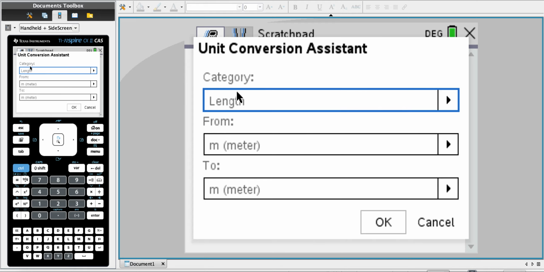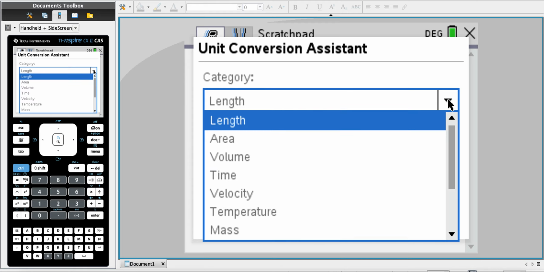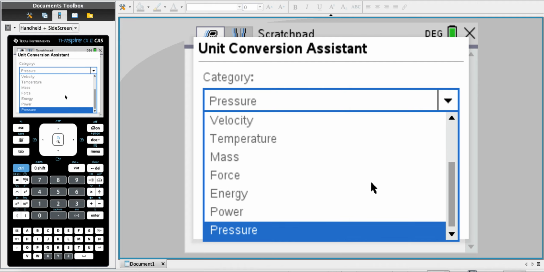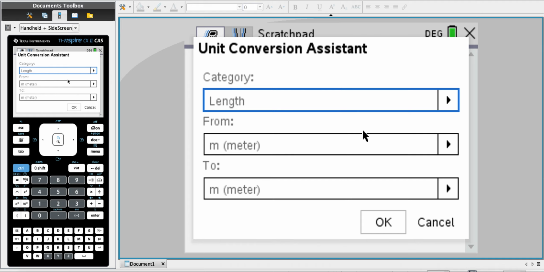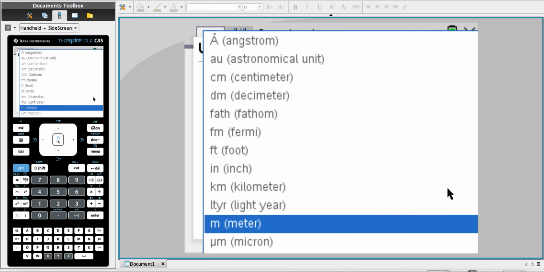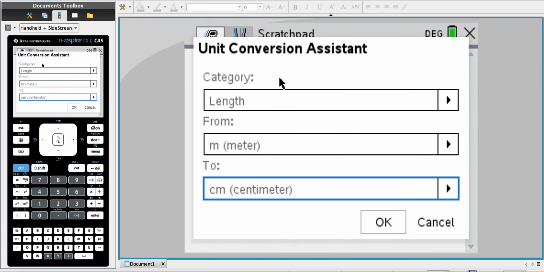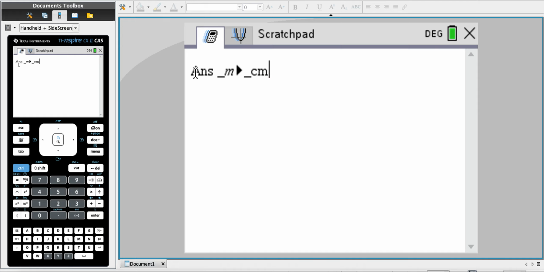Okay, and it says category. So here, girls, look, you can choose whatever you want: length, area, volume, time, velocity, temperature, mass, power, pressure, whatever you want. So let's go with length. We are going to go from meters to centimeters. So here's centimeters. So I have from meters to centimeters, and I say okay. Oh, I should have written 3.4 at the beginning, not my answer. Sorry. What I want is 3.4. So you put first the number and then you go to your book. Say 3.4 and it comes up like that. And at the end you press enter.